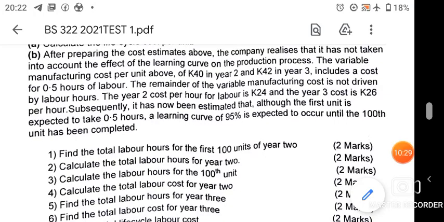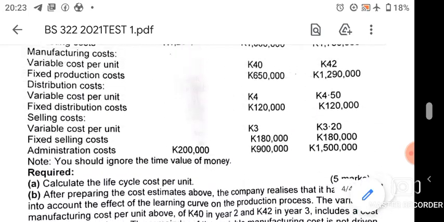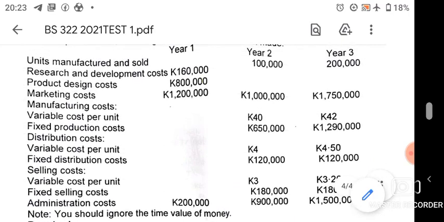Number 5 is saying find the total labor hours for year 3. Well, in year 3, how many units were there first? That's what we want to look at. Year 3 had 200,000 units. We have to take note of that. As we have been calculating, the first 100 have already been determined. Now this one has 200,000, meaning how many are left? If you've done the first 100, let's start from the 200,000 total. You're going to be left with 199,900 units that have to be accounted for.